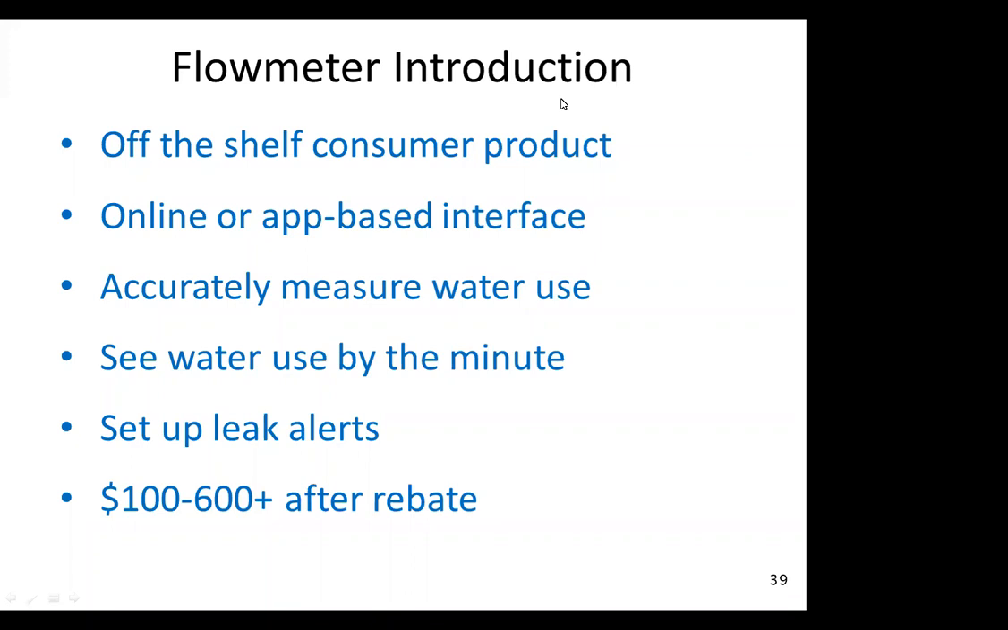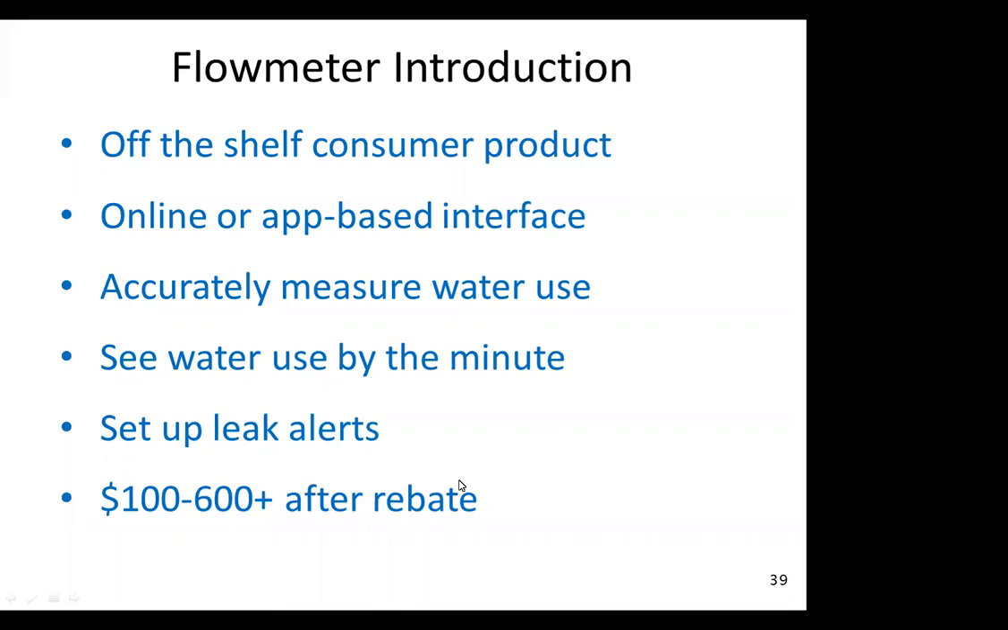They usually have an online or app-based interface. You often need to have a smartphone or a tablet to install one of these, as well as have some internet Wi-Fi at the location in order for the device to send the information to you. Many of these devices have been tested and they do accurately measure water use. In many cases, they will let you see water use by the minute and set up leak alerts.